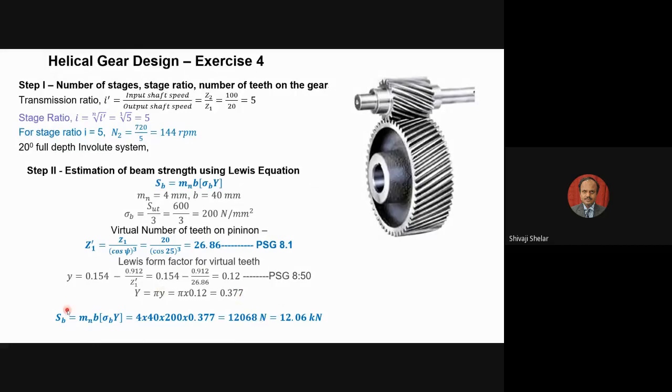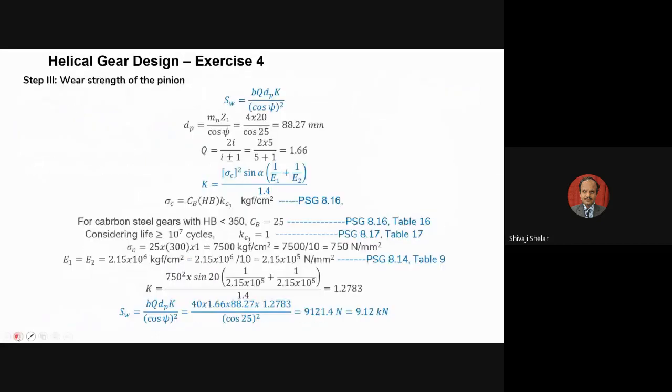Okay, let's go to the next slide. We have calculated beam strength. Now next we are going to calculate the wear strength. The next step is determination of wear strength of the pinion, because it is already designed. So we are checking what the beam strength is and what the wear strength is. We have a formula for helical gear: SW is equal to BQ dpk upon square psi. This is the standard formula in the textbook.